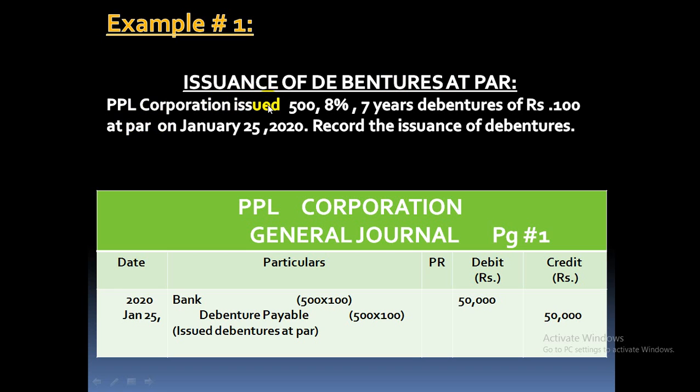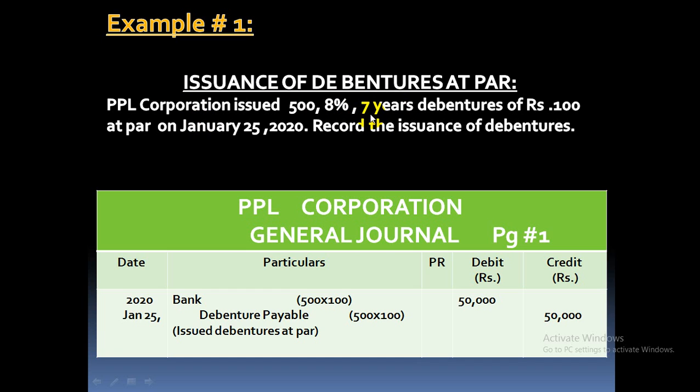PPL Corporation issues 500 8% 7-year debentures. Right now they are issuing only 500 debentures. The rate of interest offered by PPL Corporation on those debentures is 8%, and this loan is taken for a period of 7 years by the company. It means after 7 years they will be returned or redeemed by the company. The money will be given to the actual debenture holder. This transaction is taking place on January 25, 2020.